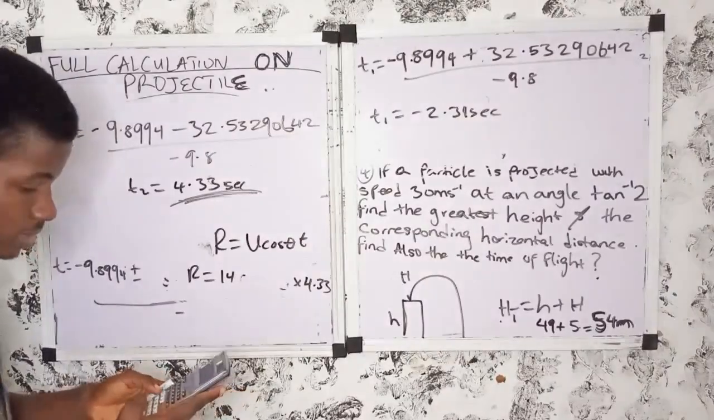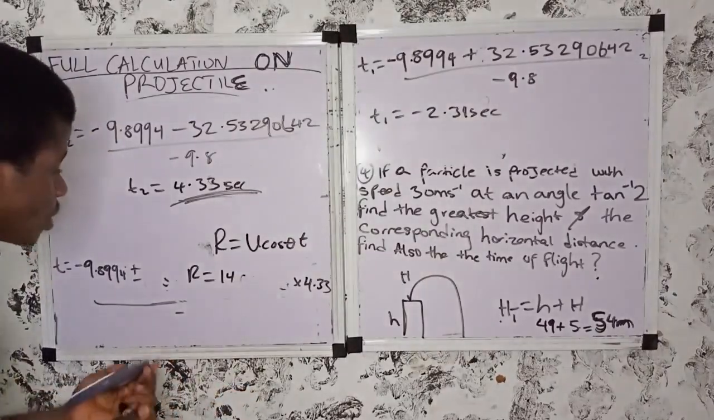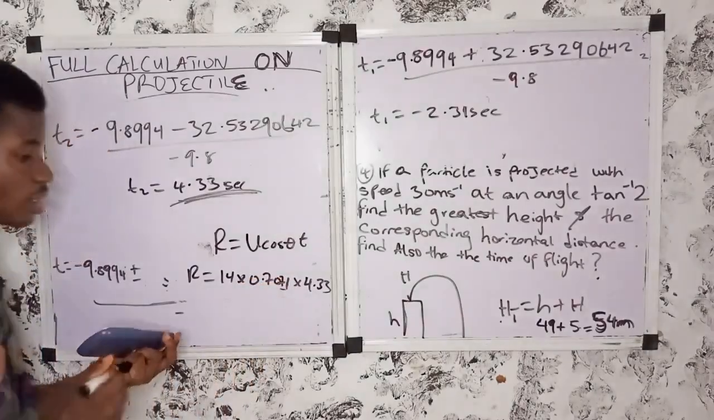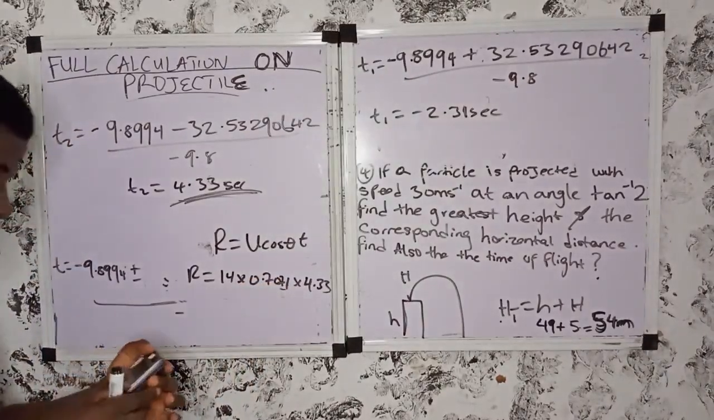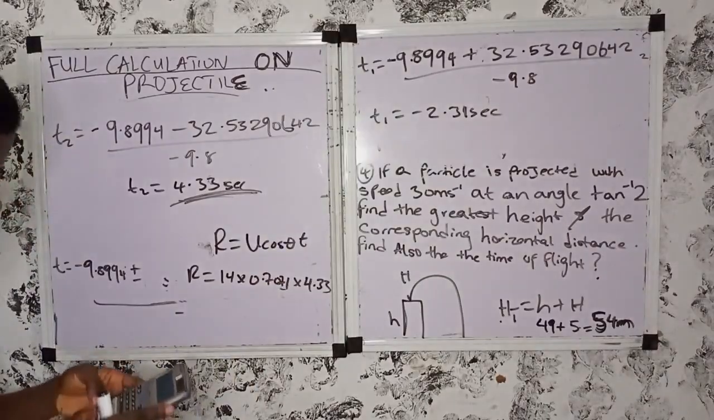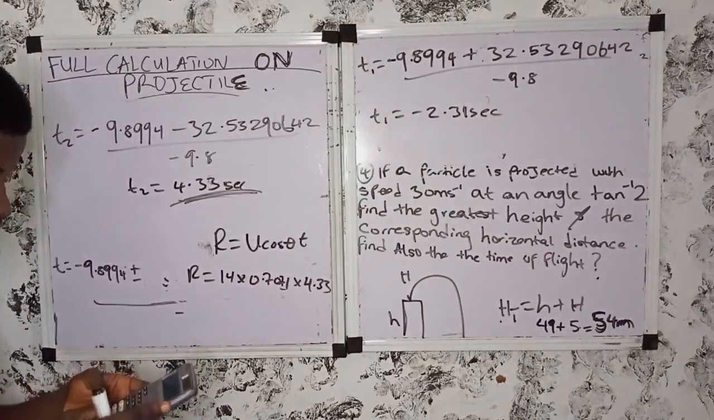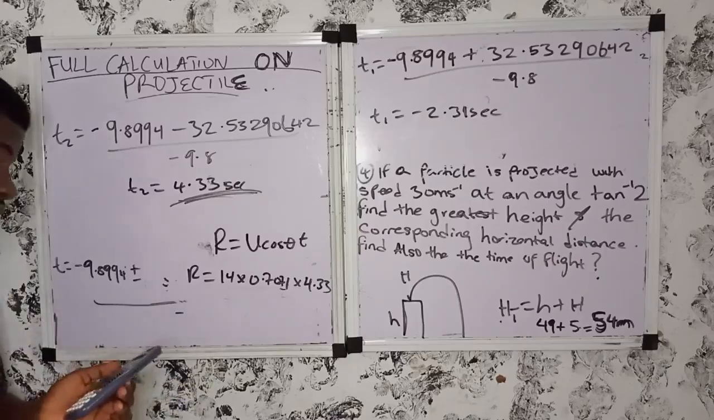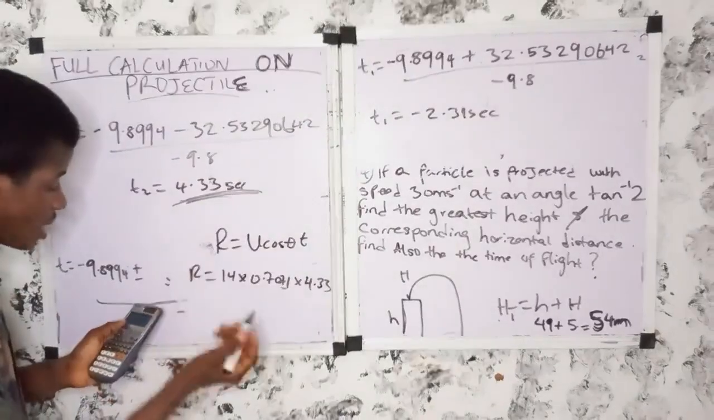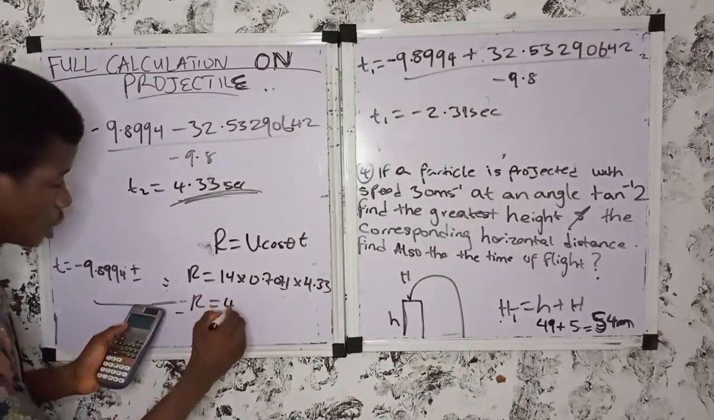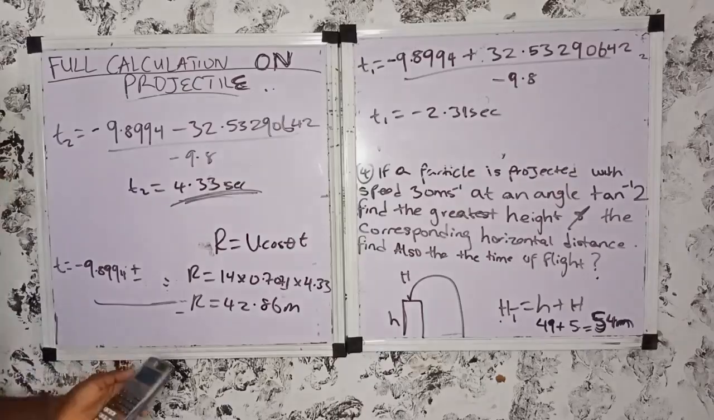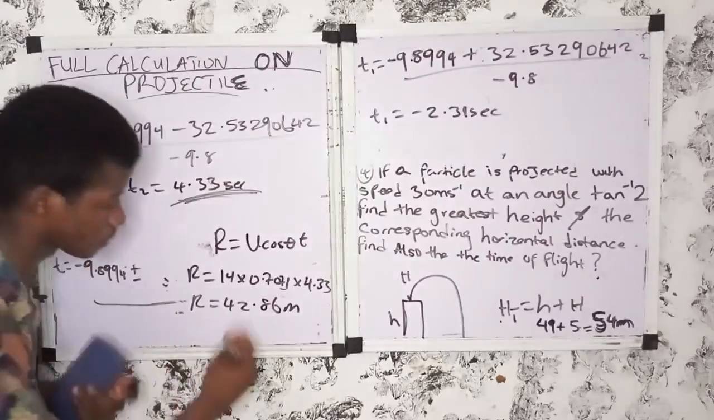Okay, so let me check it first. Cos 45, yes, 0.7071. So 14 times 0.7071. Okay, so let's multiply everything now: 14 times 0.7071, then times 4.33. When we do everything, we get our range to be 42.86 meter. Okay, so this is our range.